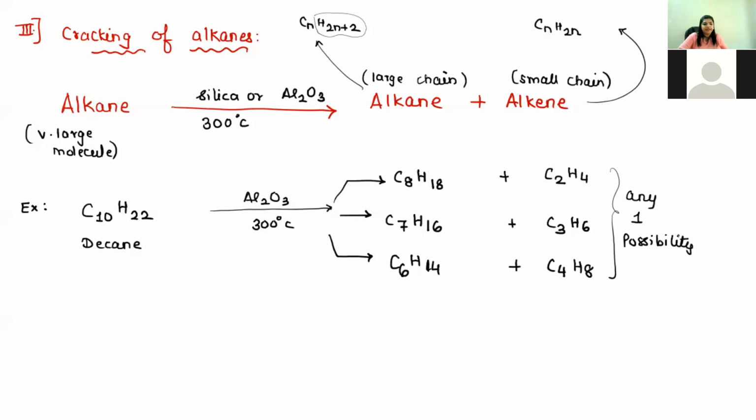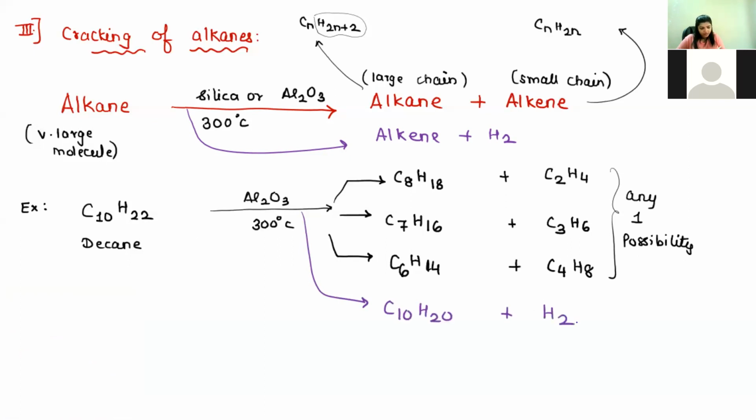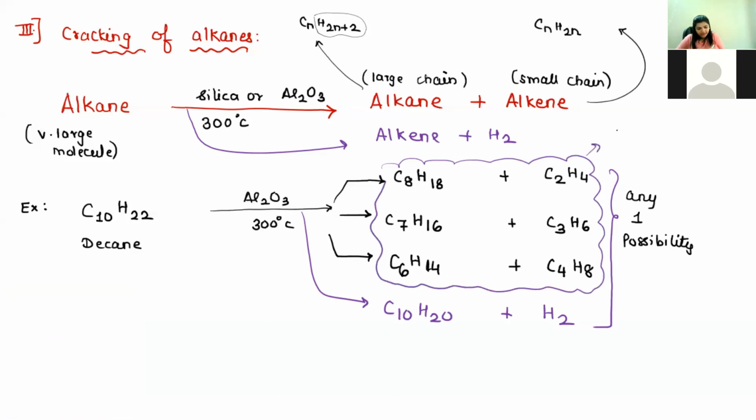Also, for alkane cracking, there is one more where you can make alkene plus hydrogen. There can also be one more where you can have C10H20 plus H2. But most of the time this is what is expected. This is the major possible product.